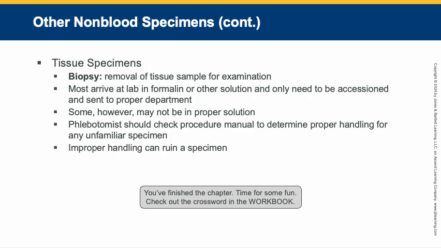Okay, tissue specimens. These come from biopsies and they can be sent to the lab for processing. Biopsy is when the doctor removes a tissue sample to examine it. These tissue samples arrive in the lab in formalin, which is a diluted kind of formaldehyde that preserves that tissue. They're then accessioned and sent to the proper department.